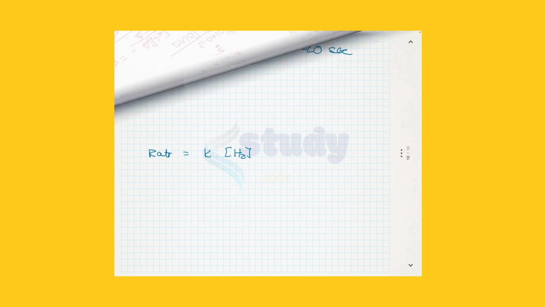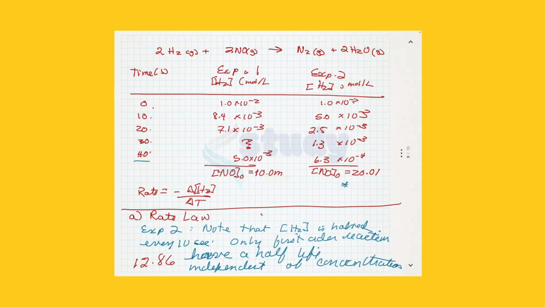Knowing that, let's do our rate law right here. Rate equals k times [H2]. That'll be first order, so we're not going to put a value in. And then look at experiment 1. We can see our half-life is 40 seconds. And if you look right here, our half-life is 40 seconds. We can see between this and this, half is gone.